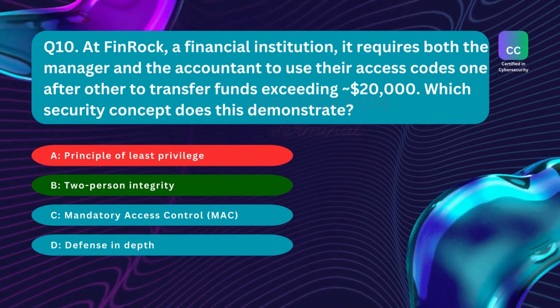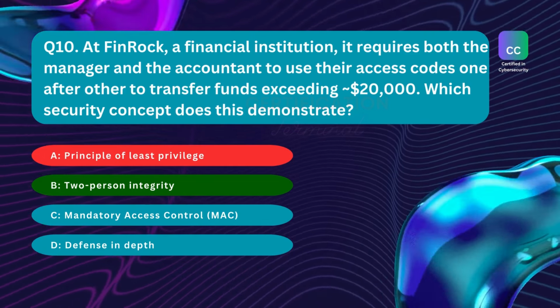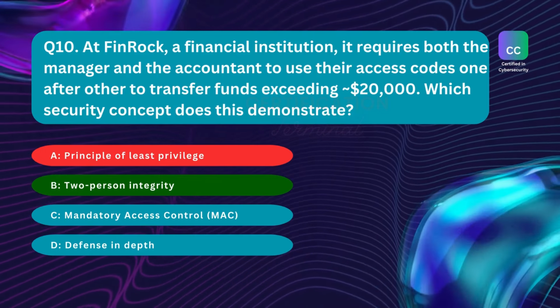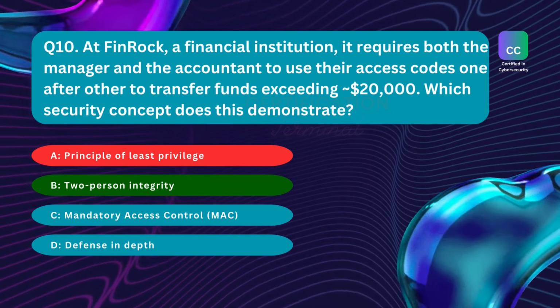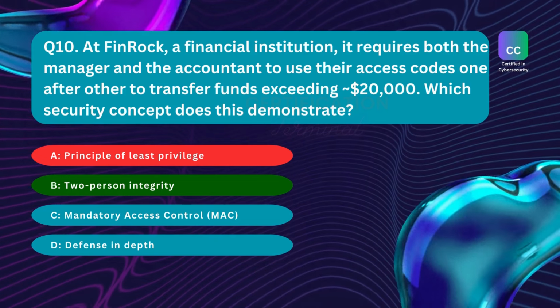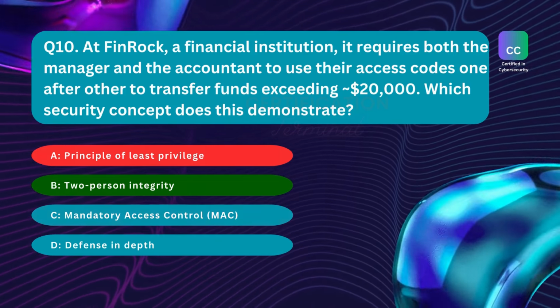Option A, principle of least privilege, is incorrect. This principle states that a user should be given the minimum levels of access, or permissions, needed to perform his or her job functions. It doesn't apply here because the scenario doesn't involve limiting permissions, but requiring multiple individuals to perform an action.